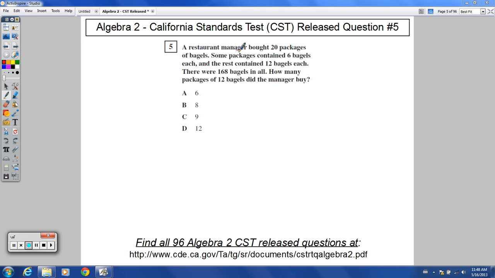It says a restaurant manager bought 20 packages of bagels. Some packages contained 6 bagels each, and the rest contained 12 bagels each. There were 168 bagels in all. How many packages of 12 bagels did the manager buy?